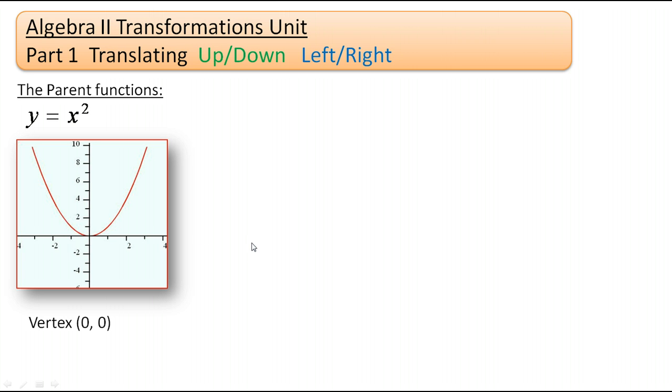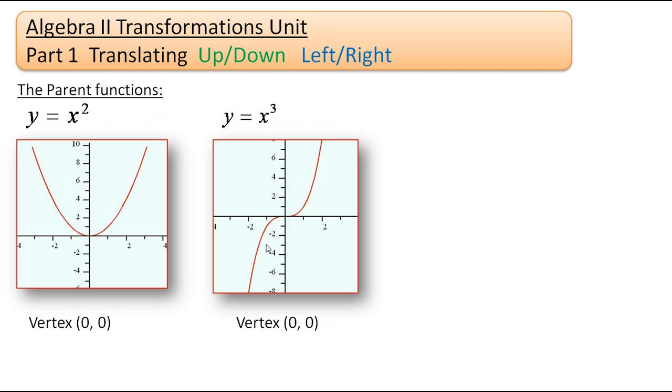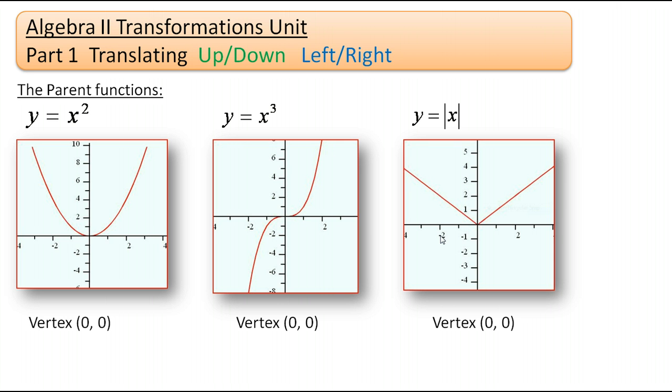The other parent function we're going to look at is a cubic function, y equals x cubed. And again, just the plain y equals x cubed. There's nothing happening. Just nothing added or subtracted or anything. Same thing here for the next parent function, y equals absolute value of x. Notice the vertex on all these is at (0, 0), and that's going to change when we start moving it up and down, adding and subtracting to x and y.